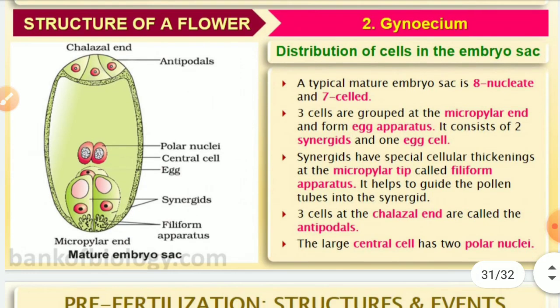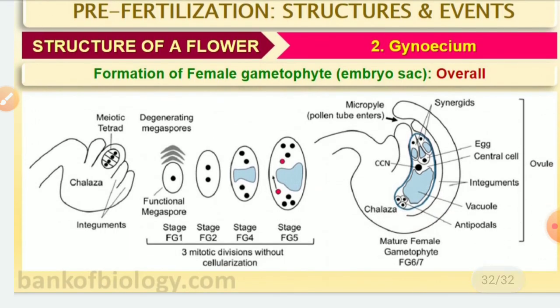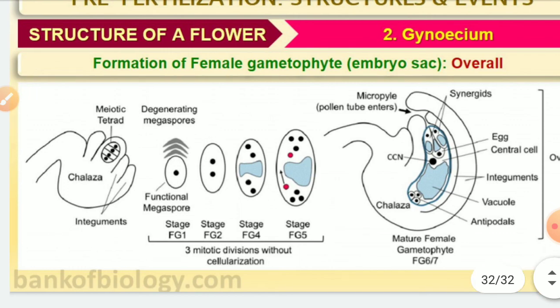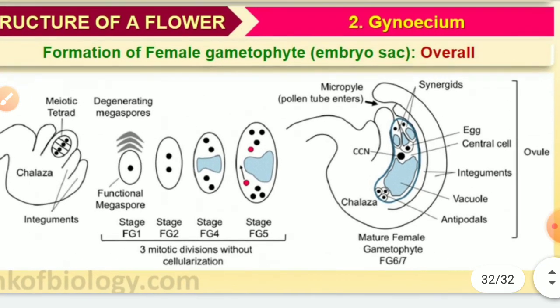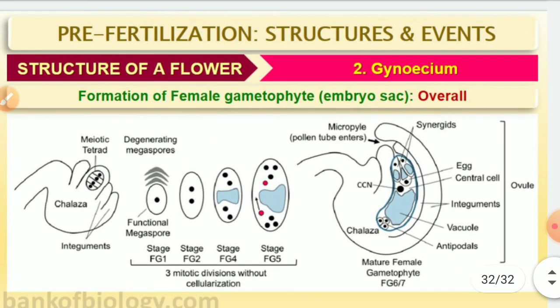Now, formation of the female gametophyte or the embryo sac. See, mitotic division takes place. Before that, the functional megaspore mother cell will undergo meiotic division, forming four megaspores. And at the end we have the mature female gametophyte in the ovule.